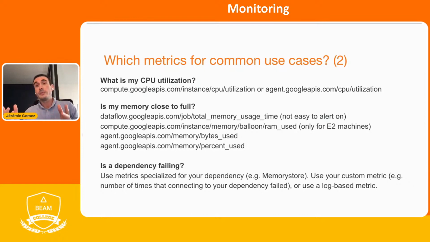Or the last solution would be to create what we call a log-based metric. And I think Meran on the next session, so stay with us, will tell you more about this. So in your Beam job, you can actually log things. So you could log, could not connect to my dependency, for instance. And based on this log, you can create a metric. It's called a log-based metric. And then you can alert on that.